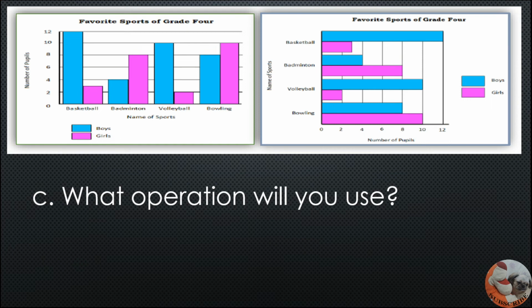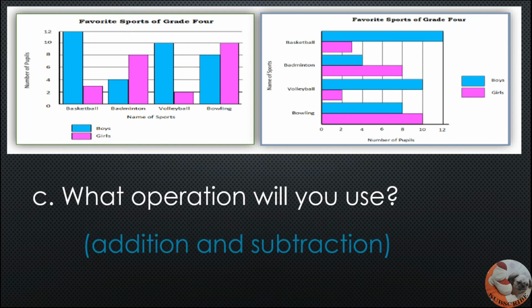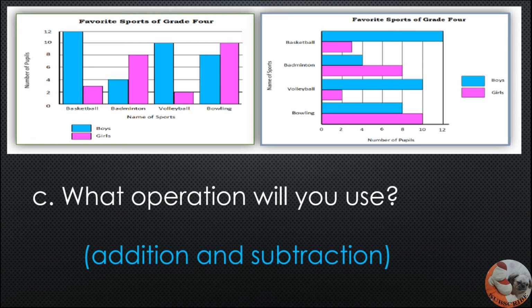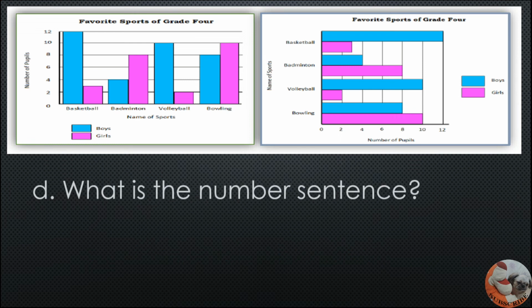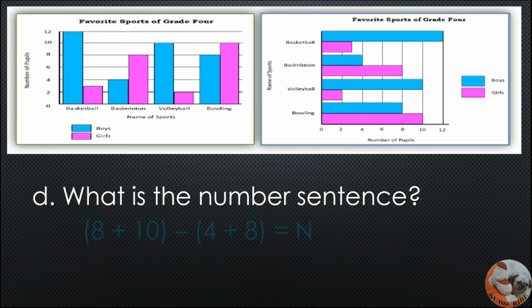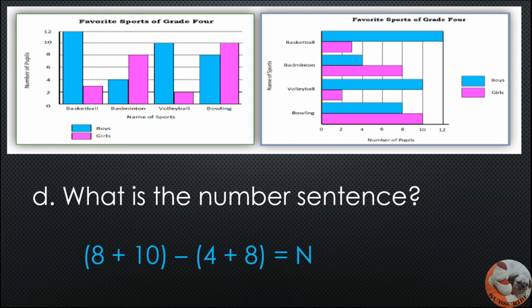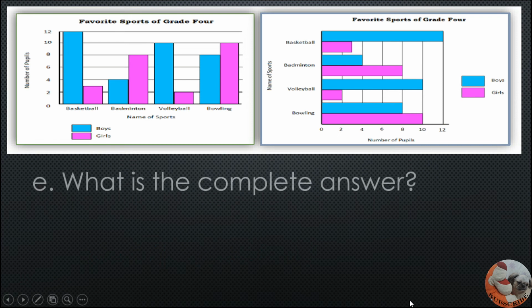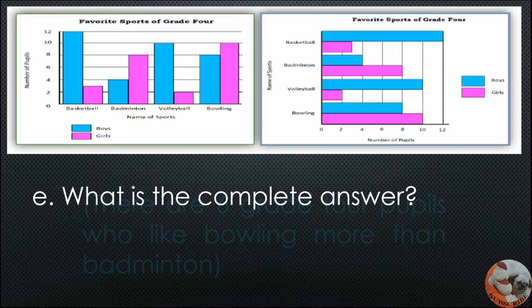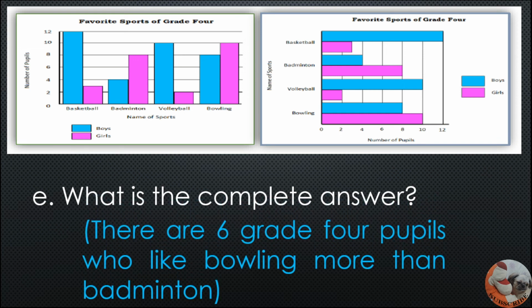What operation will you use? You will use addition and subtraction. What is the number sentence? 8 plus 10 minus 4 plus 8 is equal to n. 8 plus 10 is 18. Minus 4 plus 8 is 12. 18 minus 12 will be your answer. What is the complete answer? There are 6 grade 4 pupils who like bowling more than badminton.